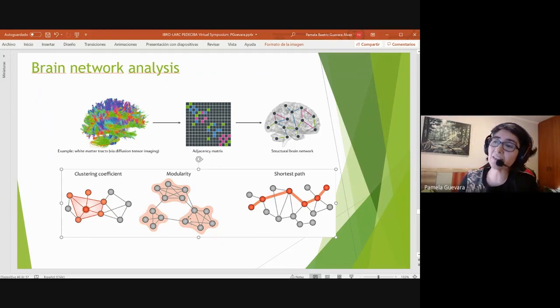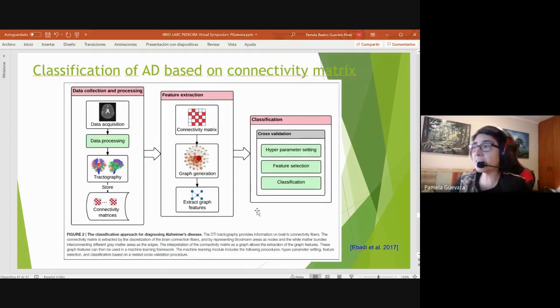What is interesting is that with this kind of analysis, you can also classify different populations of subjects. That is what I'll show you here. It's just an example, not from me, but from a collaborator. They took tractography and constructed the connectomes, or the connectivity matrix, and from the connectivity matrix they extracted different graph features.